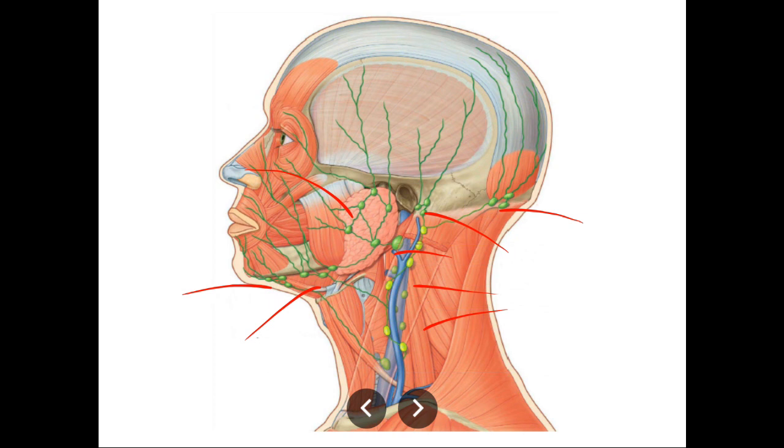We got here the jugulo-omohyoid node. So except that, the muscle or maybe the vein may also be labeled, so pay attention.